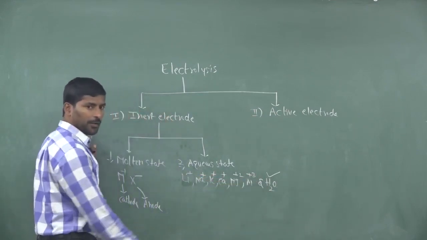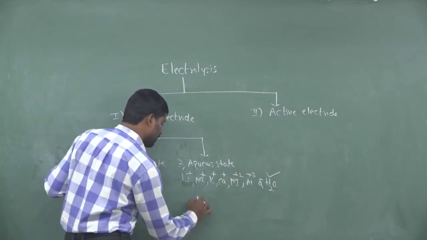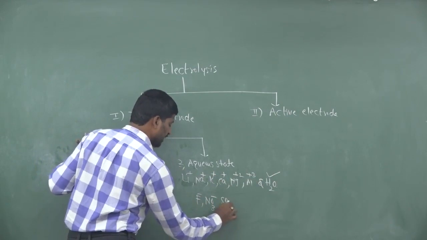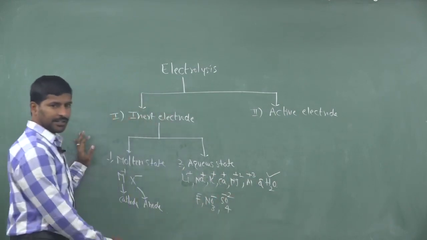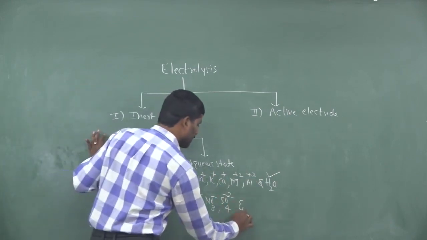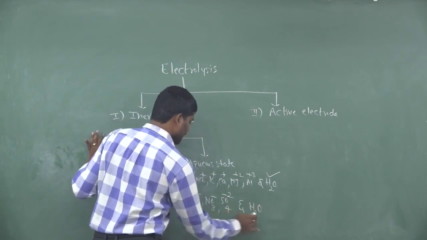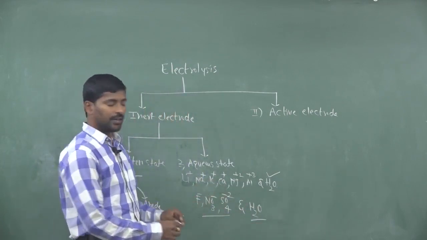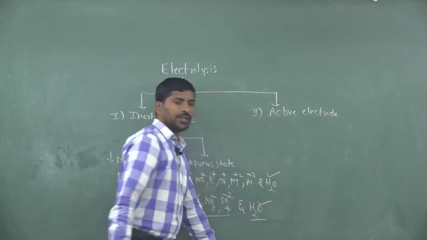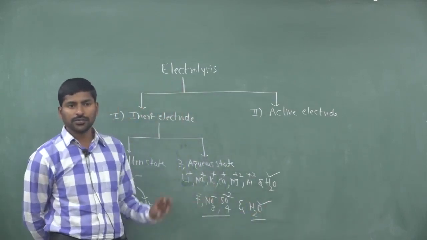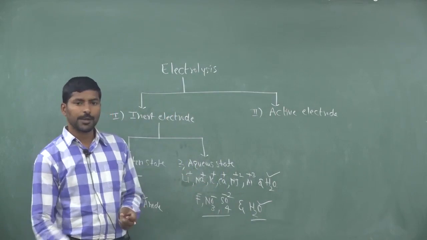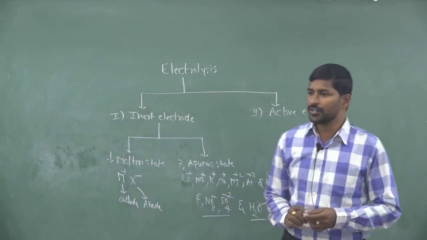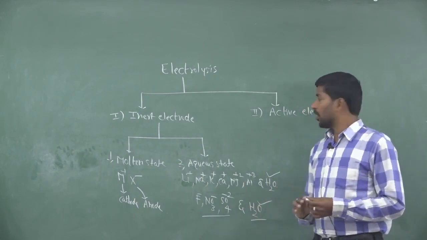Now at anode, if there is a competition between fluoride, nitrate, sulfate and water, if there is a competition between these anions and water, which one undergoes oxidation? Water undergoes oxidation. If water undergoes oxidation, what is the product we will get? Oxygen gas. If water undergoes oxidation, oxygen gas is evolved.